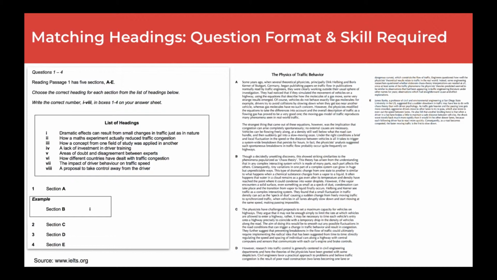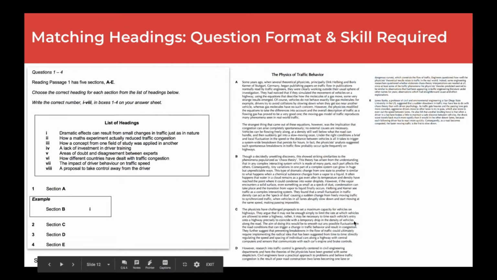So in this kind of task, you are presented with a list of headings that you can see on the left, and then the task identifies for which of the sections you have to find appropriate headings. So in this example, we have to find an appropriate heading for section A, which is the first paragraph, and for sections C, D, and E.